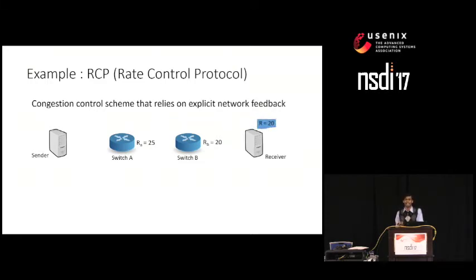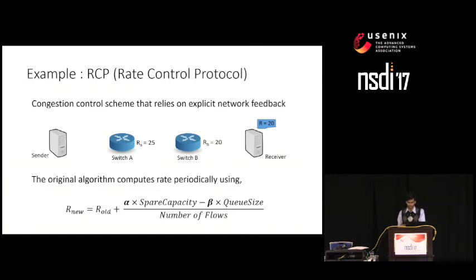And once the receiver acks back the rate to the sender, it can start sending at the bottleneck capacity within a single RTT. And this is really nice, especially for short flows, because TCP takes multiple RTTs to achieve this. And the original RCP algorithm computes the rate as follows, where the new rate is equal to the old rate plus some factor of spare capacity at the link, minus some factor of the persistent queuing at the link, divided over the number of flows traversing that link.